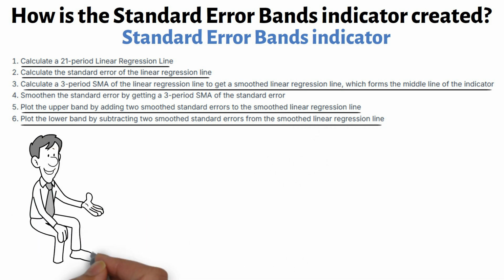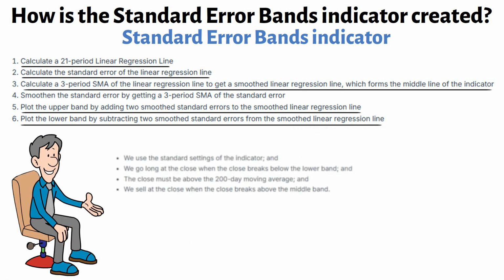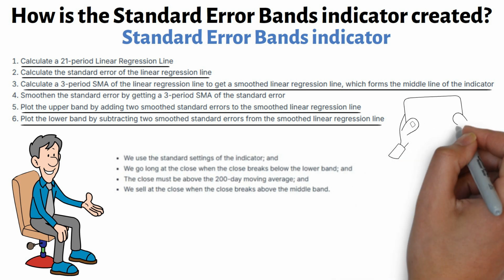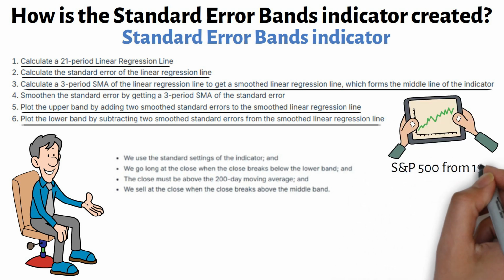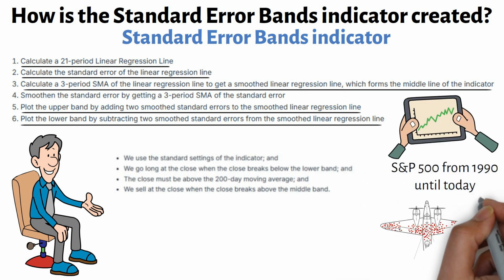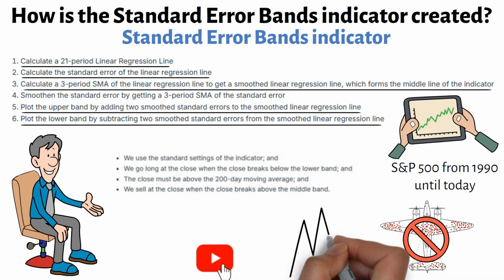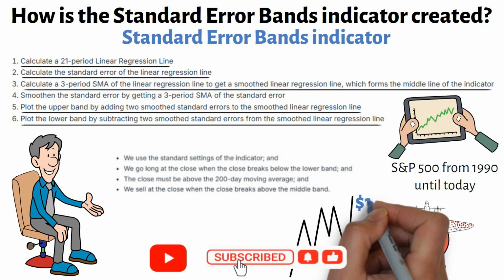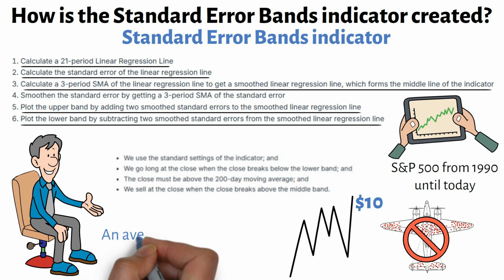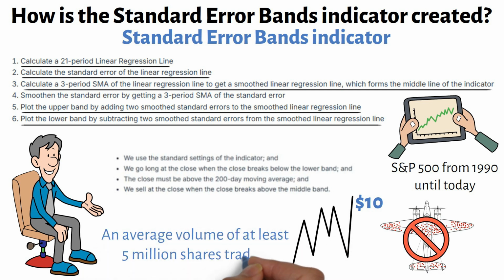Now let's show you the standard error band strategy. We backtested the strategy on all stocks included in the S&P 500 from 1990 until today, so there is no survivorship bias. However, we backtested only stocks that closed above $10 and had an average volume of at least 5 million shares traded. The trading rules are simple.